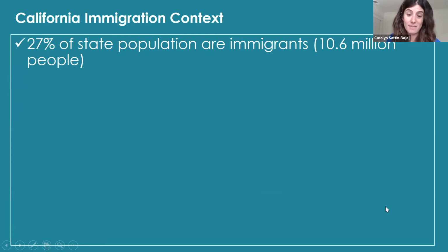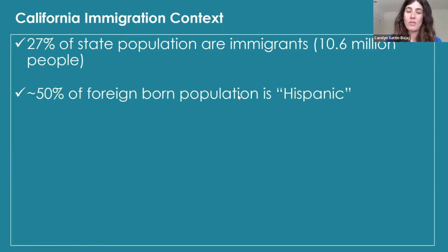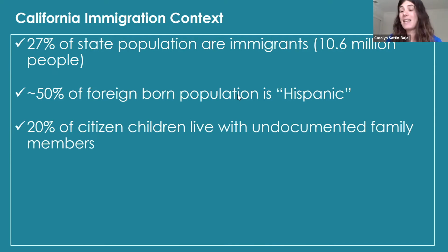Compared to less than 14% of the US, in California, 27% of the state population are immigrants. Again, 10 million, larger than some countries. More than half of the immigrant or foreign-born population are Latinx, Hispanic. 20% of citizen children live with undocumented family members. So for teachers in California schools, the question of undocumented status, living in a mixed status family, is relevant to a fifth of the kids.